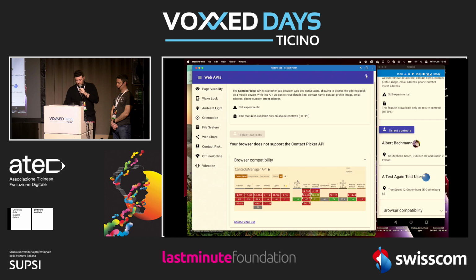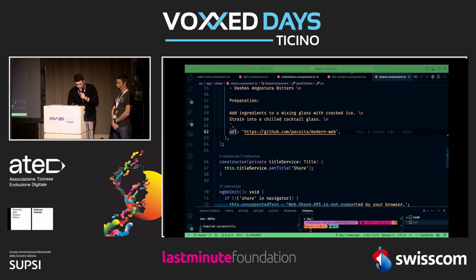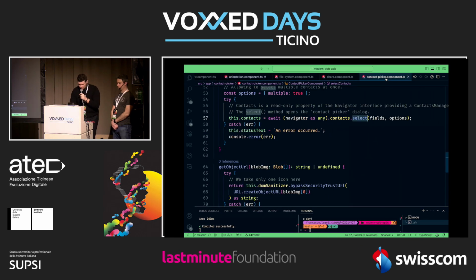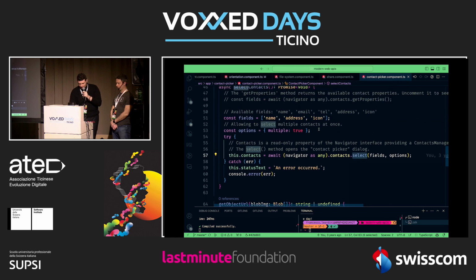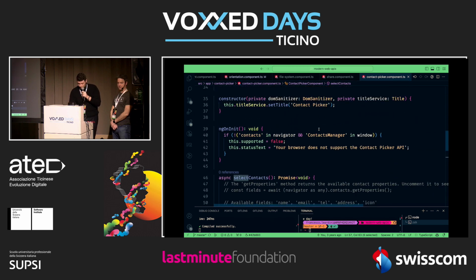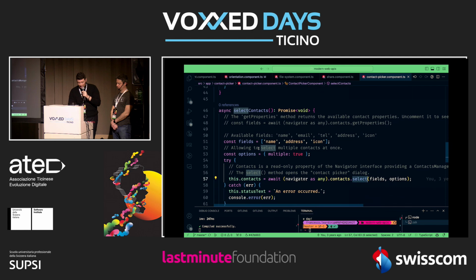Going into the code for this last example, contact picker in here. So also in this case, apart from the usual check, we have the select contacts method, where it actually requires a couple of configurations from our side. First of all are the fields. As you've seen, we want to select name, address, icon, or of course, we can decide which ones we want to select in the end.